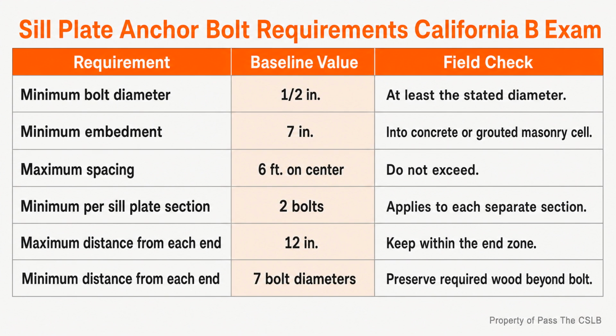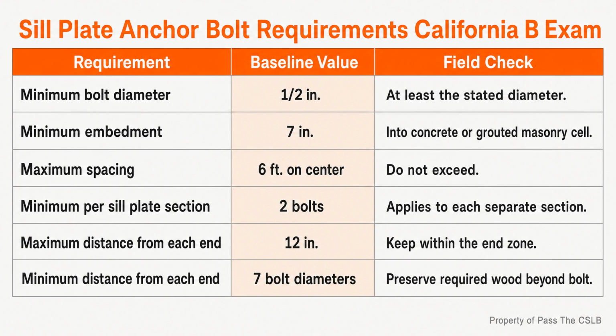The end distance rules work together. A bolt must be no more than 12 inches from each end of the plate section, but it also must be no closer than 7 bolt diameters from the end. One rule prevents the end from being left beyond the required anchorage zone. The other preserves enough wood beyond the bolt to resist splitting at the end grain. For a 1/2 inch bolt, 7 bolt diameters equals 3 1/2 inches.